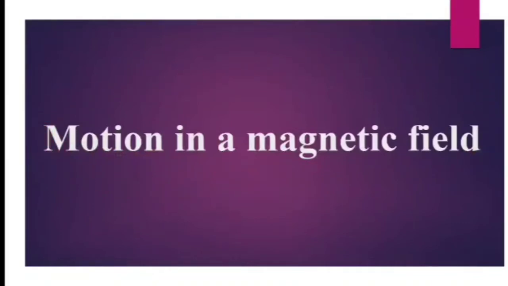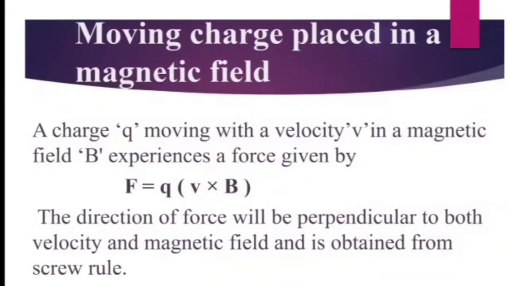In the previous class you have already learned that a moving charge in a magnetic field experiences a force, which is the magnetic force, and it is given by F is equal to Q into V cross B. This is the force that a charge Q, which is moving with a velocity V and placed in a magnetic field B, experiences. And the direction of this force will be perpendicular to both velocity and the magnetic field. These are the things that we learnt about the magnetic force experienced by a charge.